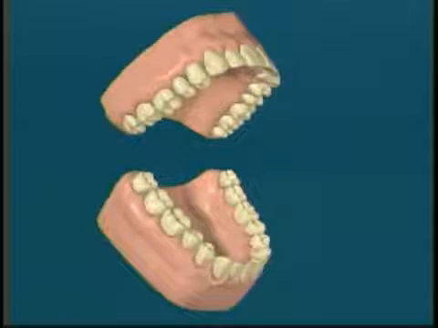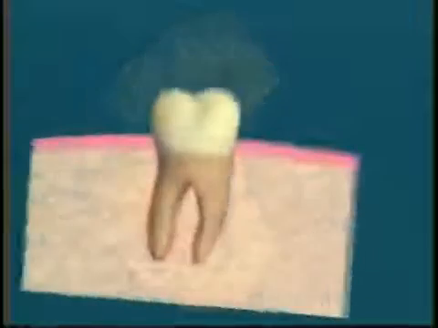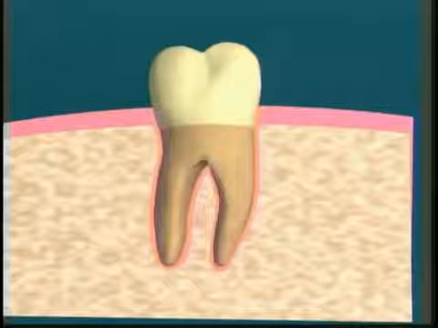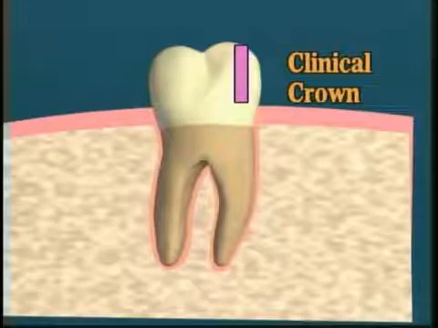People are constantly amazed at how long teeth actually are. In a normal, healthy individual, you only see about 1/3 of the total tooth. The portion you see is referred to as the clinical crown.